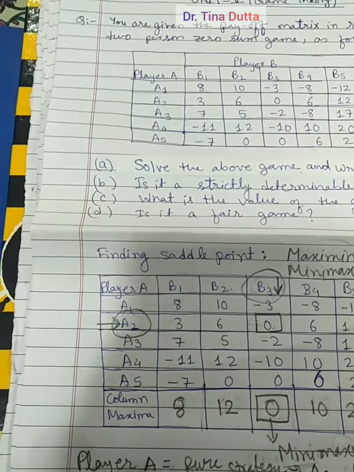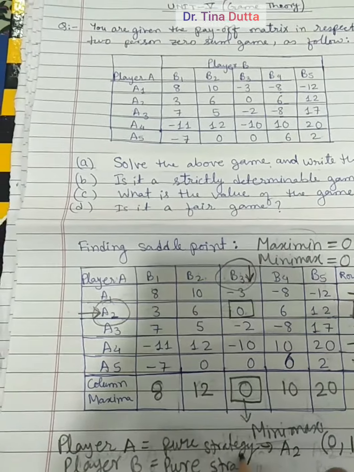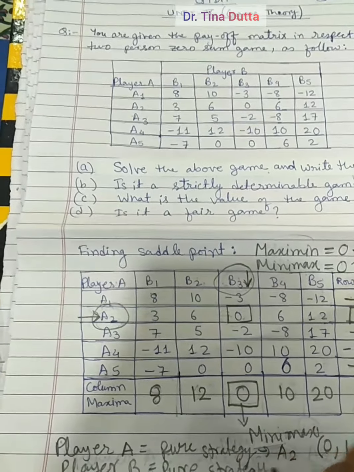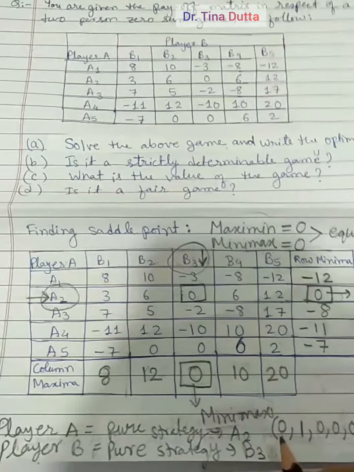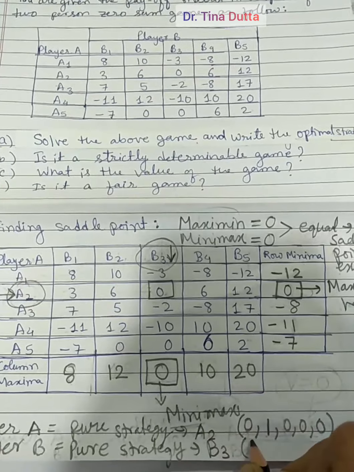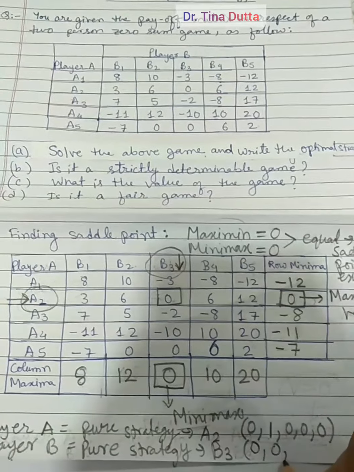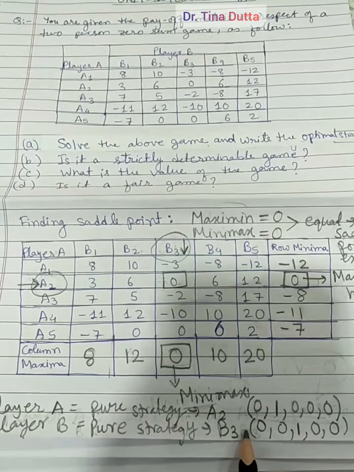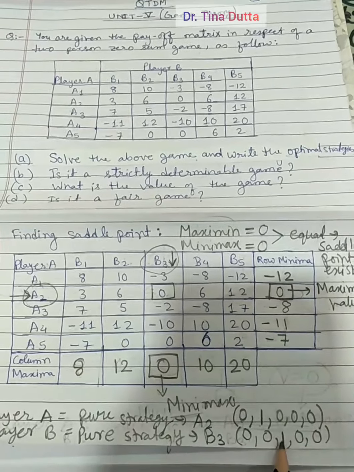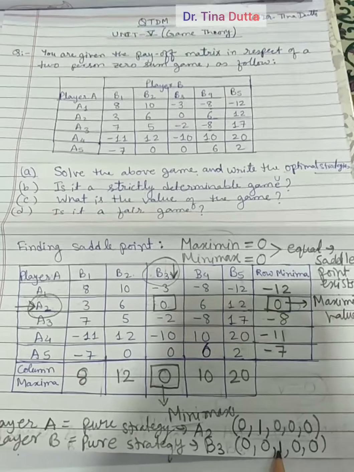Player B, pure strategy, is B3. So player B will adopt this strategy with 100% probability. So in terms of probability, we will write for B1 the probability is 0, for B2 probability is 0, for B3 probability is 1, for B4 0, for B5 0. So for player B, the pure strategy can be written like this. The third strategy player B is going to adopt with probability 1 or 100% of the times.